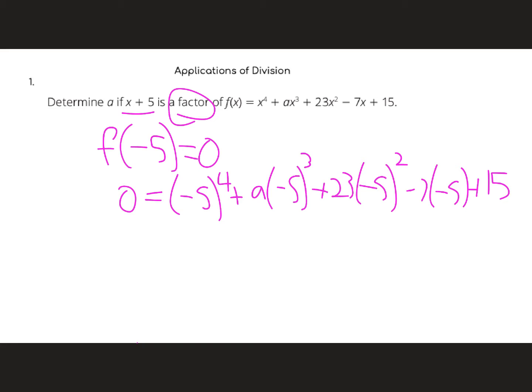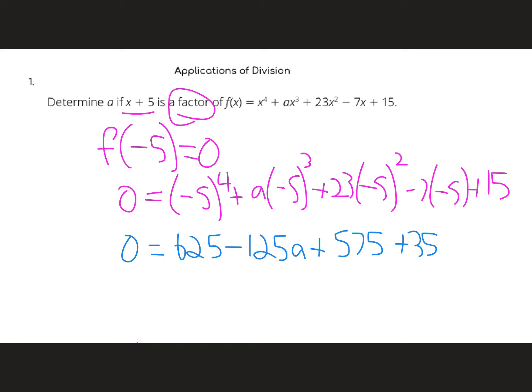I'm going to go ahead and do those powers. So that's going to be 625 minus 125a plus, 5 squared is 25, and then 23 times 25 is 575. 7 times 5 is 35, plus 15. I'm now going to combine like terms. So all of those numbers I'm going to put together.